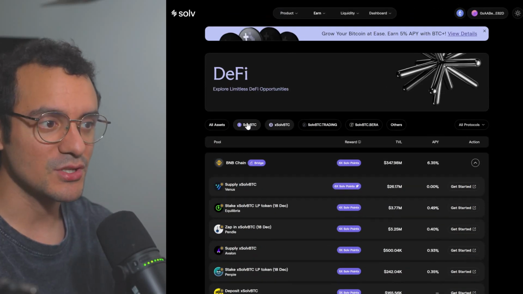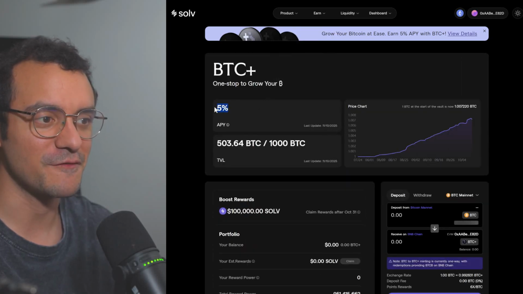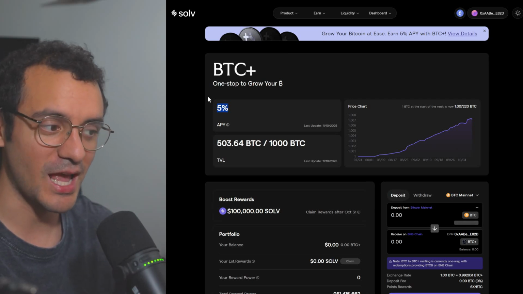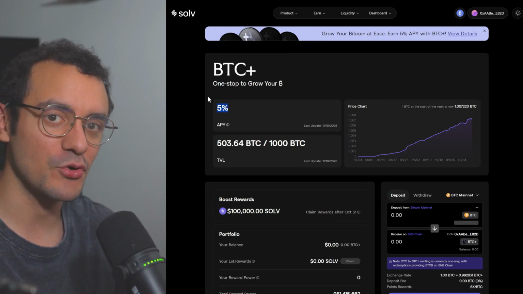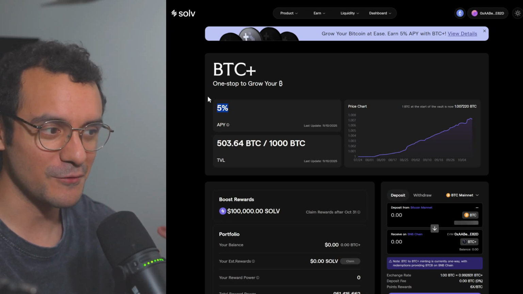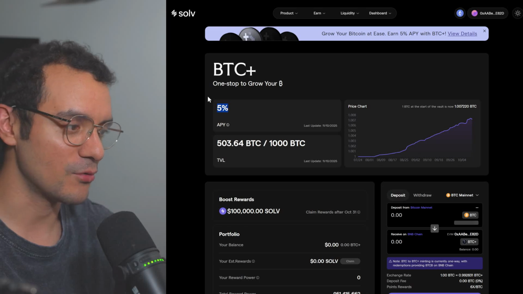And remember that this BTC Plus is earning 5% per year, and our debt, using in this case FBTC as the supply token in Aave, is less than 0.01%. So we have a very good, positive APY for our strategy.